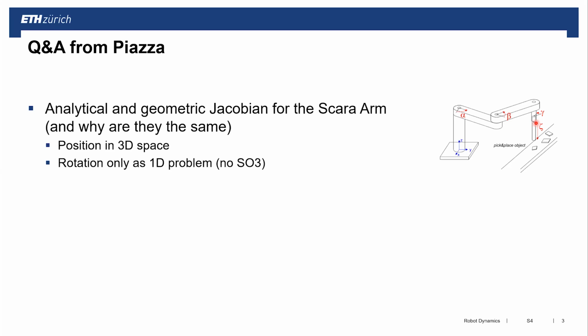In other words, what we have here is a problem which has 3 dimensions in position, but it has only 1 dimension in rotation. So it's kind of a 2.5D problem with a rotation in addition to that. So it's 4 degrees of freedom in that sense. That means the rotation is only a 1D problem, so we don't have to deal with SO3. And as we know, if you have a planar problem, then geometric and analytical Jacobian are the same, and hence the same happens here also for the SCARA arm.